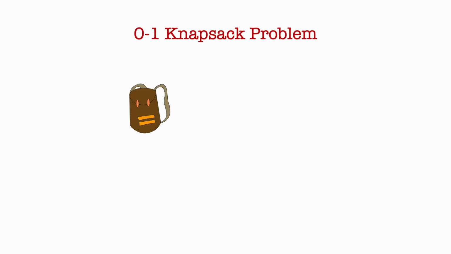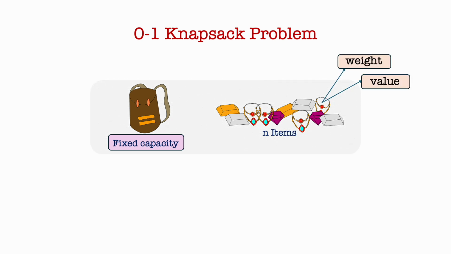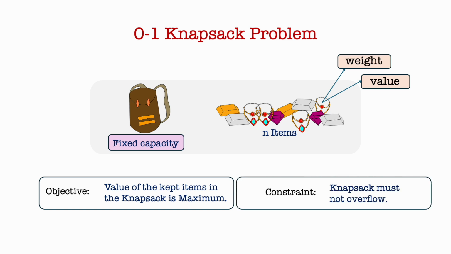In the 0 1 knapsack problem, we have a knapsack of fixed capacity. We have n items, each with a weight and value. We have to keep items in such a way that the value of the kept items is maximized. Since the knapsack has a fixed weight capacity, the sum of the weights of the kept items must not be greater than the capacity of the knapsack.